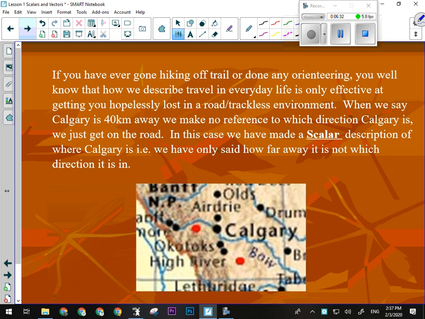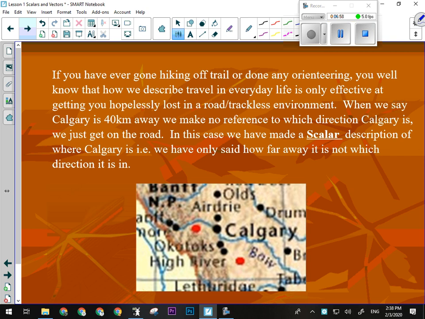Okay, so if somebody asks me, how far is it to Calgary, I can say 40 kilometers. And for most of us in this room, that'll be good enough. We know where Calgary is. Okay, we'll get on the road and go 40 kilometers towards Calgary and we'll get there. Okay, but if I'm talking to somebody who's from, I don't know, Hawaii, they don't necessarily know where Calgary is. If I tell them it's 40 kilometers from here, will they get there?